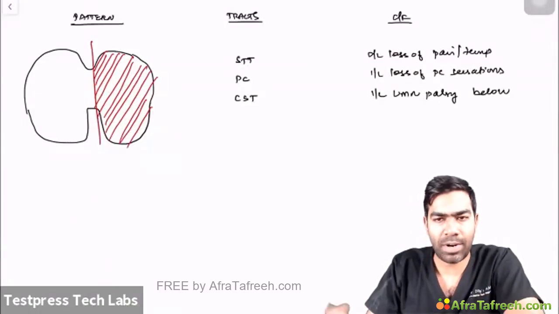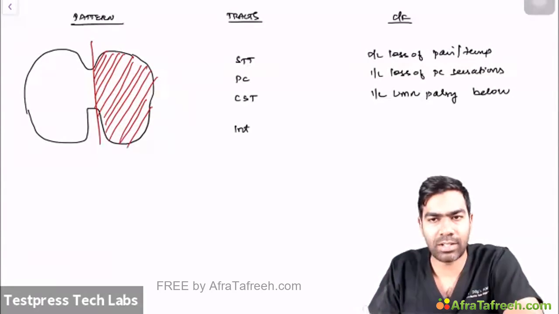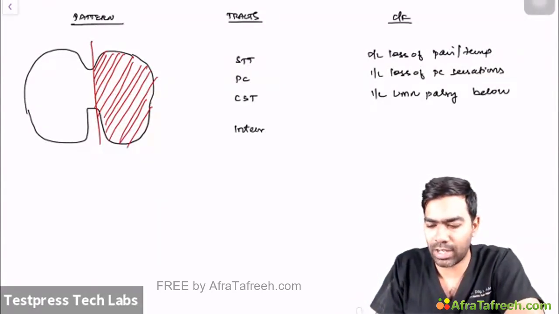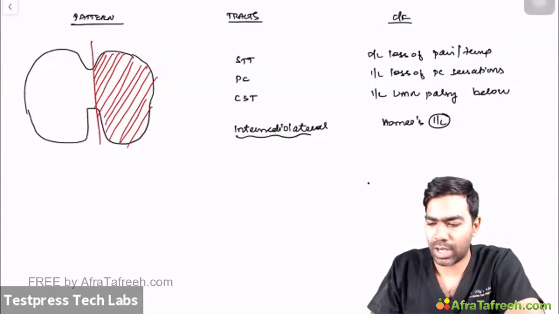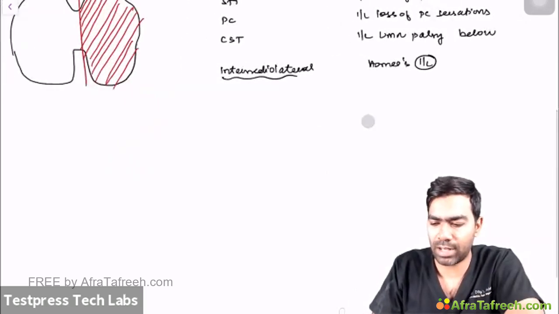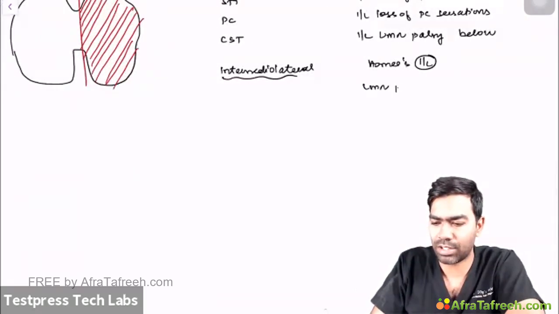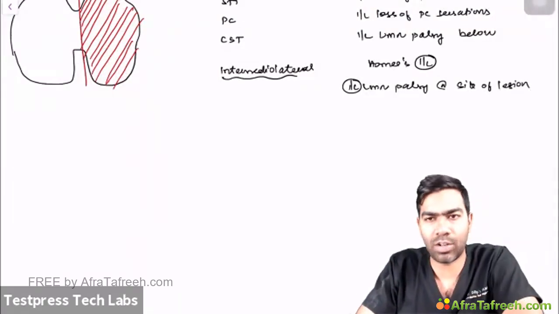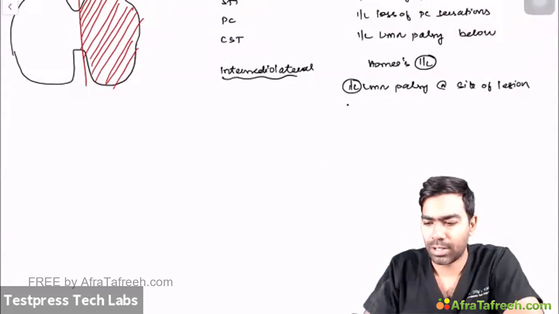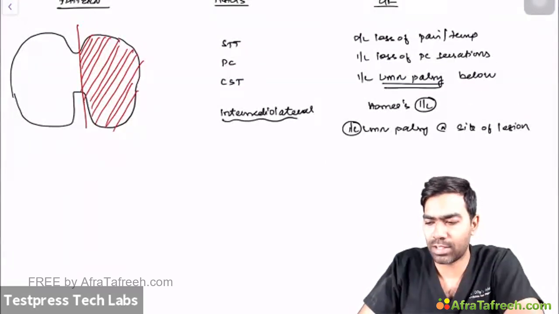So fine. Now apart from that, as I told you, if it's affecting the cervical cord or the thoracic cord, your intermediolateral nucleus also will be affected. Because of intermediolateral nucleus involvement, you might develop Horner syndrome ipsilaterally. At the same time, you can additionally have lower motor neuron type of paralysis at the site of the lesion. There will be lower motor neuron paralysis on the ipsilateral side only at the site of lesion. That is because of the damage to the anterior horn cells and the nerve roots at that particular site. But apart from that, there will be upper motor neuron kind of paralysis only below the level of lesion.